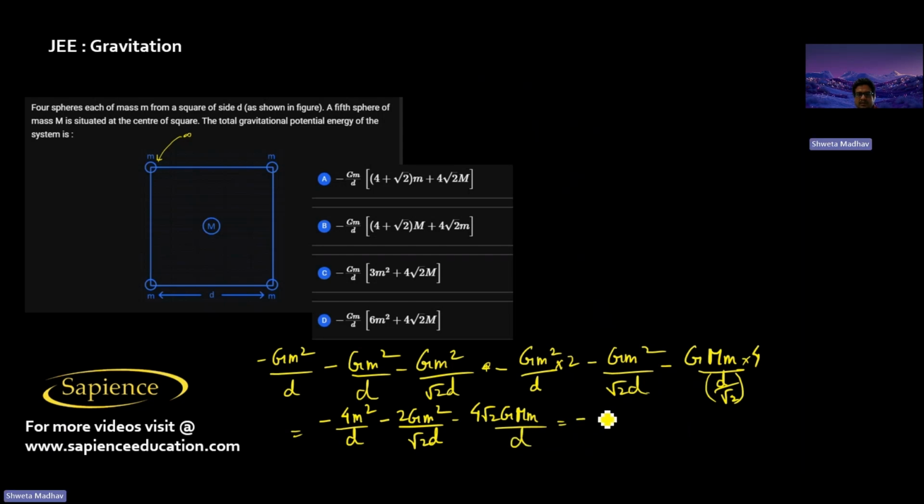So I can take minus GM by D as common. Then inside we will have 4 plus root 2, into small m, plus 4 root 2 capital M. That means that option A is the correct answer.